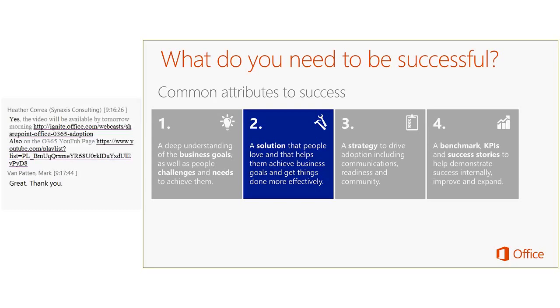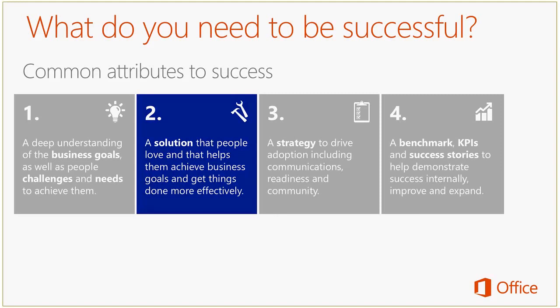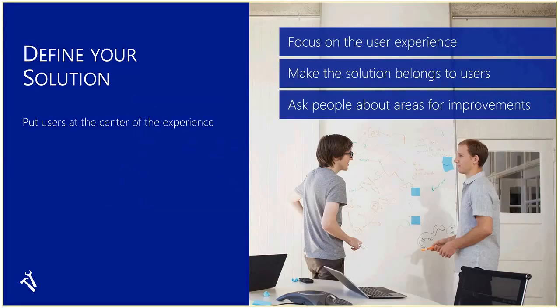out-of-the-box solutions like email, Lync, Yammer, or something that's built on top of SharePoint Online. This is all part of Office 365. So now it's time to prioritize and deliver the right solution for the people. Here again, I can't emphasize this enough: it is critical to focus on the user experience, make the solution belong to users, and keep asking people about areas for improvement. As you deliver the solution on the use case, you need to keep this engagement going with the ambassadors and the pilot members to make sure you keep improving the solution so that it fits their needs.